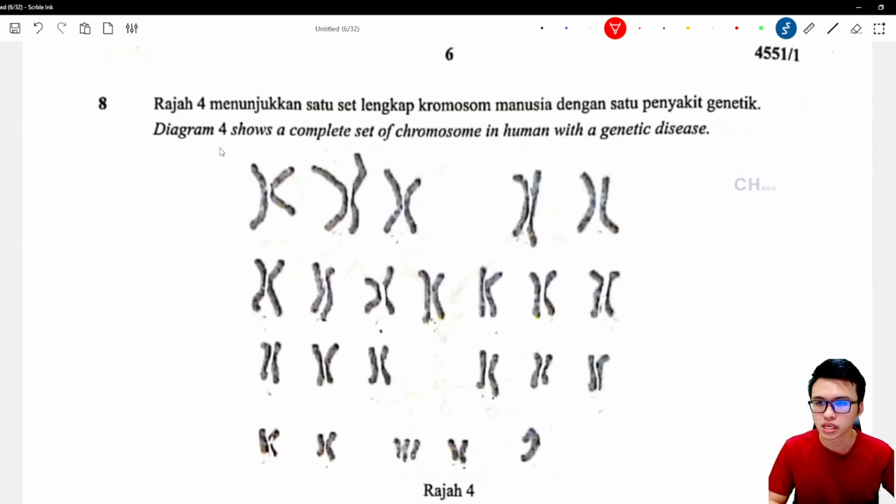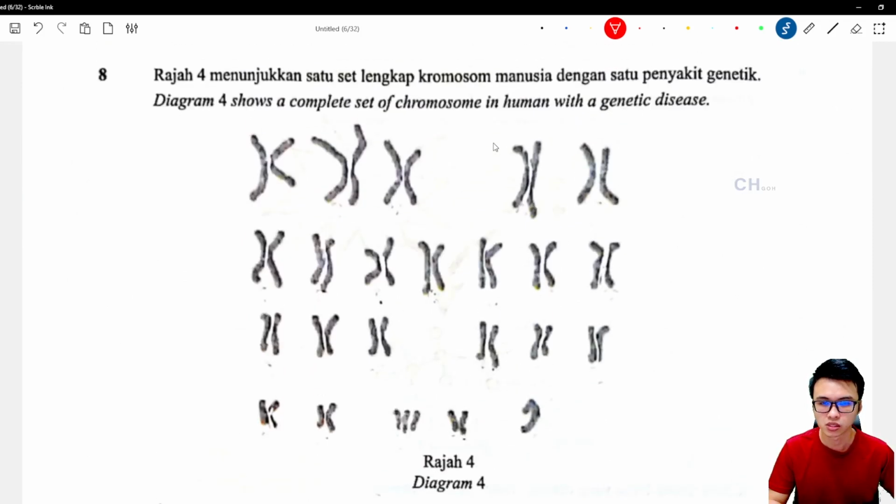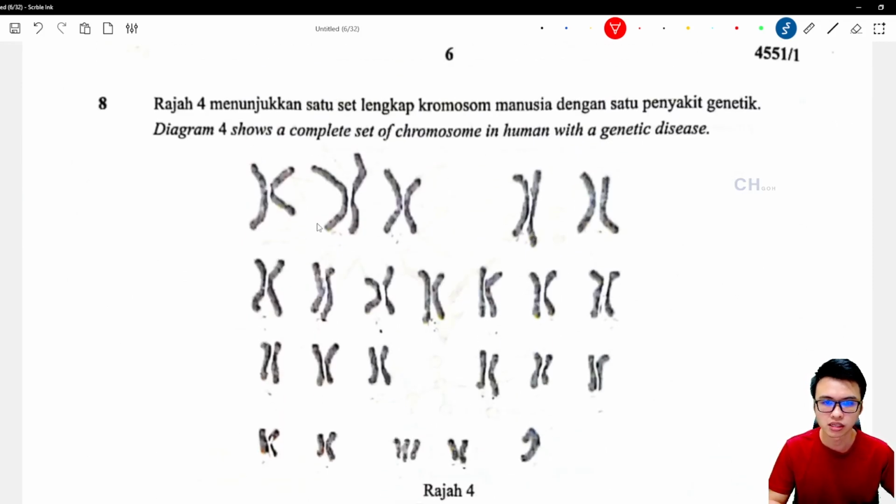Now let's look at question 8. Diagram 4 shows a complete set of chromosomes in a human with a genetic disease. Oh, this guy is unlucky. Let's look at this picture.